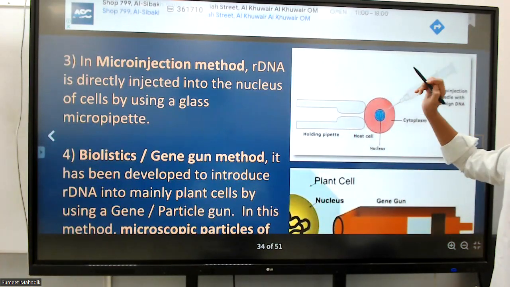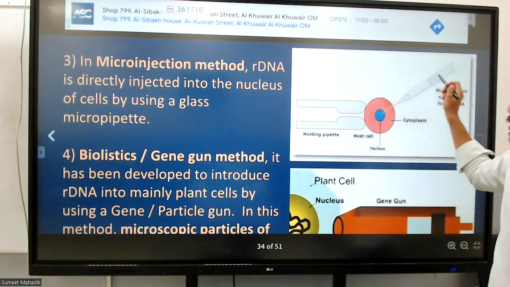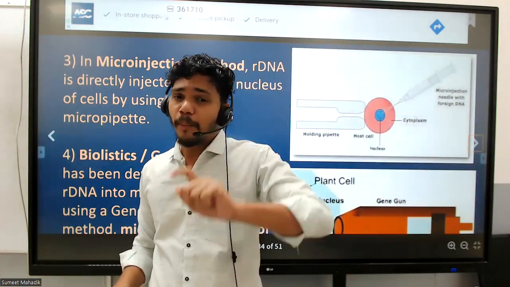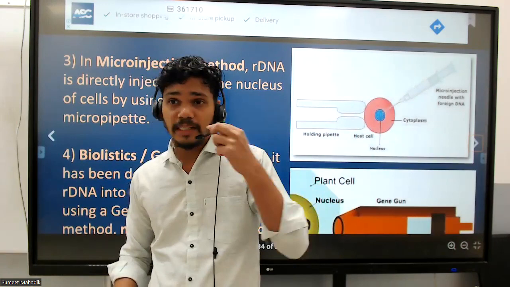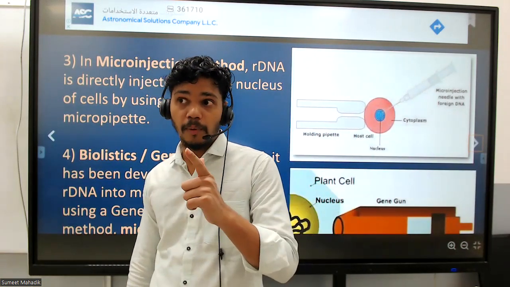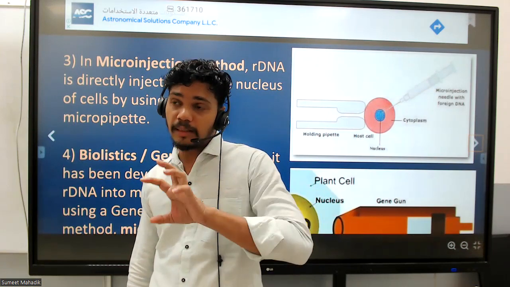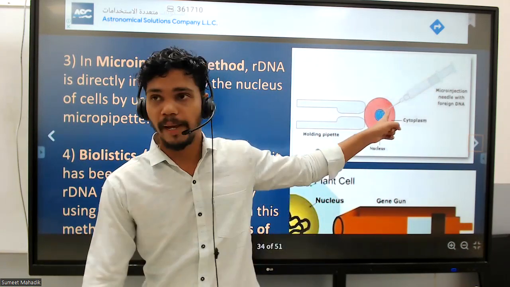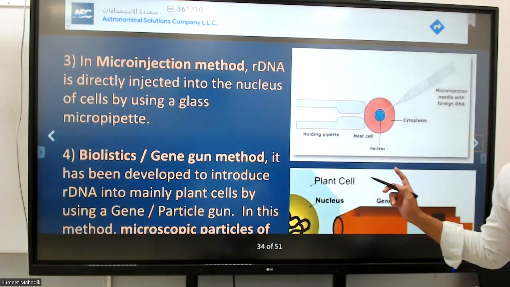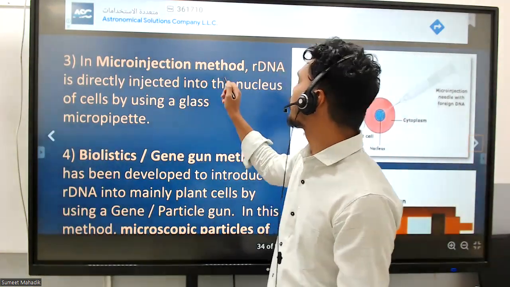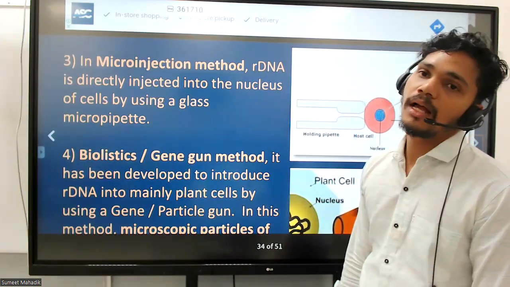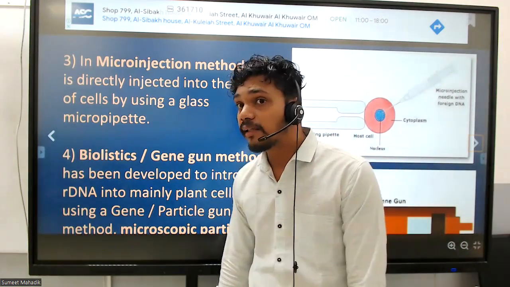And third, microinjection. Can you see the microinjection? But this is a very delicate technique. You need a professional to follow this. Otherwise, what's going to happen? See, in GIFT or ZIFT, we talk about insemination transfer, right? You need these micro things. But it is very delicate. A professional is needed. In the microinjection method, rDNA is directly injected into the nucleus of the cell using a glass micropipette. But it should be sterile.